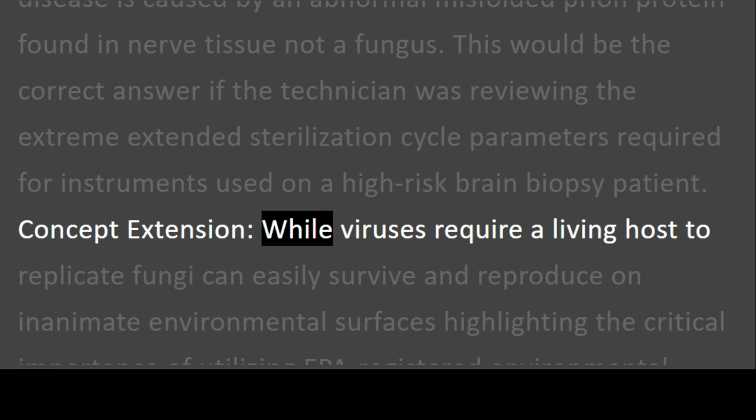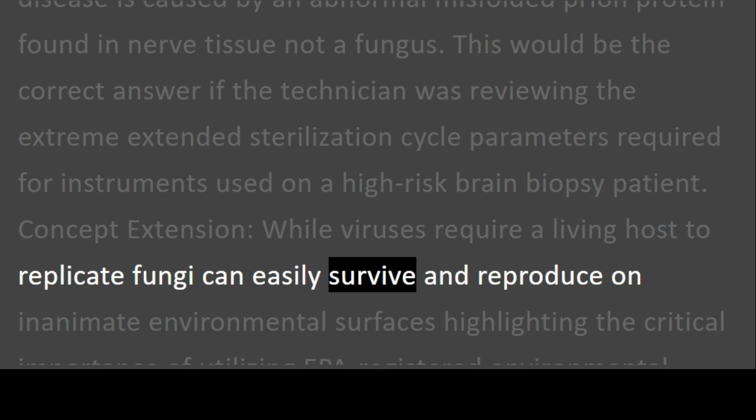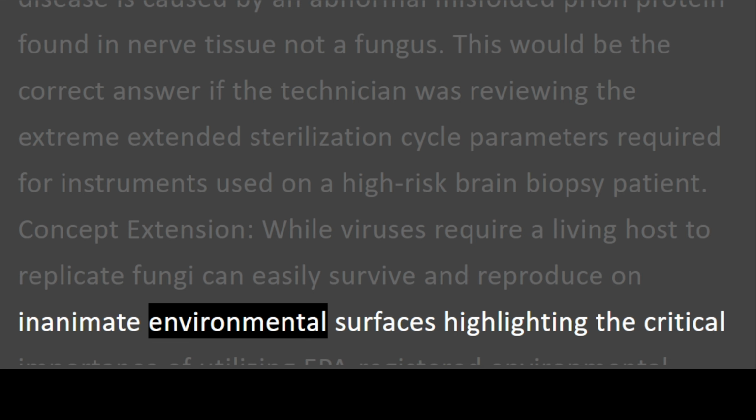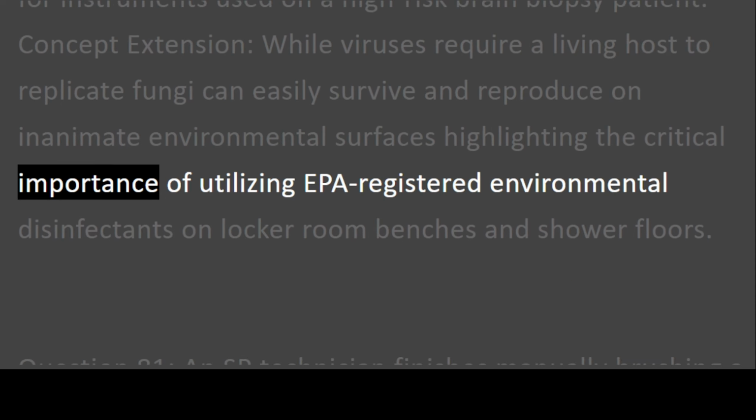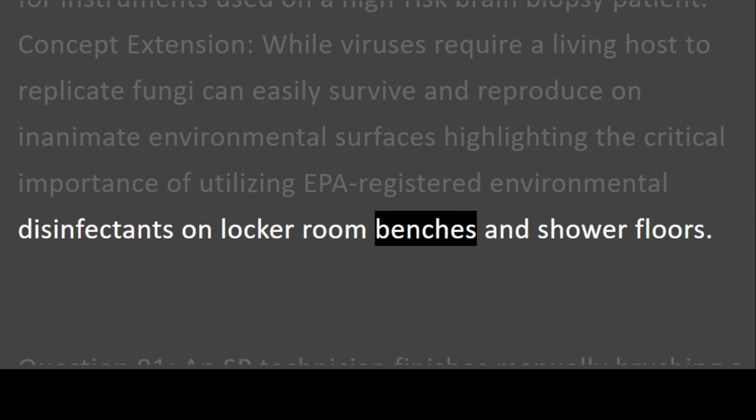Concept extension. While viruses require a living host to replicate, fungi can easily survive and reproduce on inanimate environmental surfaces, highlighting the critical importance of utilizing EPA-registered environmental disinfectants on locker room benches and shower floors.